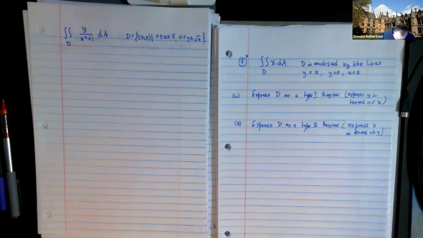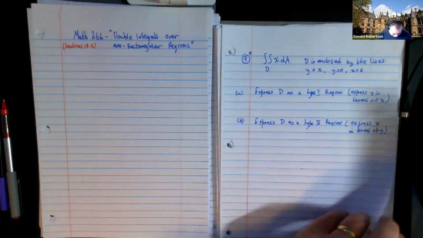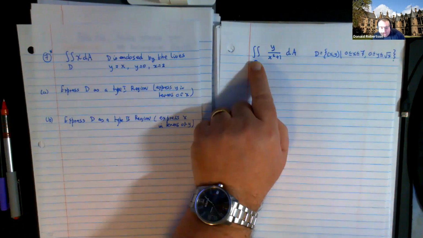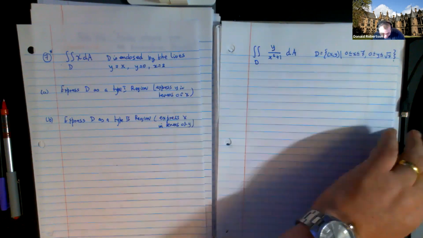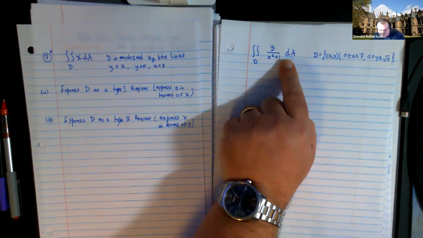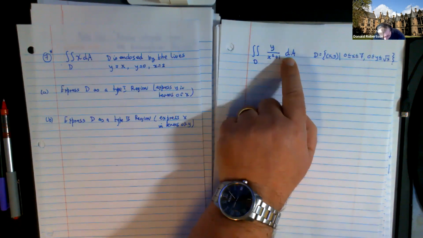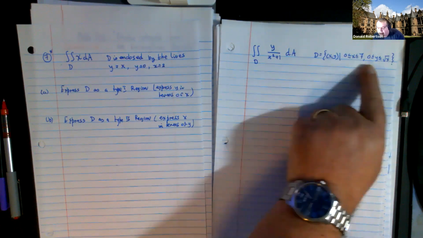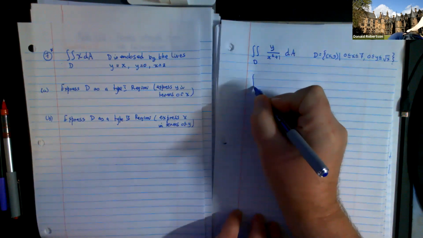Over non-rectangular regions. I think I'll start with this one, which is a kind of standard one. Double integral over a region D. This is the function dA, and dA is going to be dx dy or dy dx. It's a differential over an area. In this case, the region's explained to us, so we really don't have any choice.